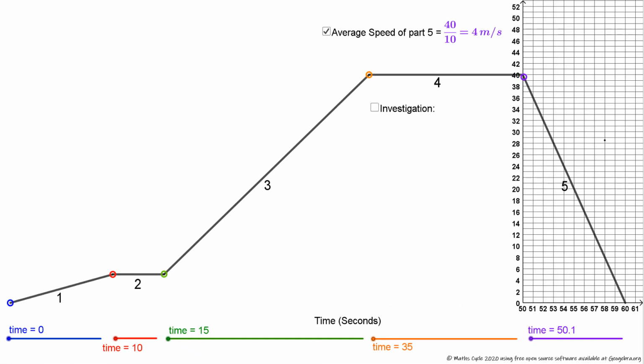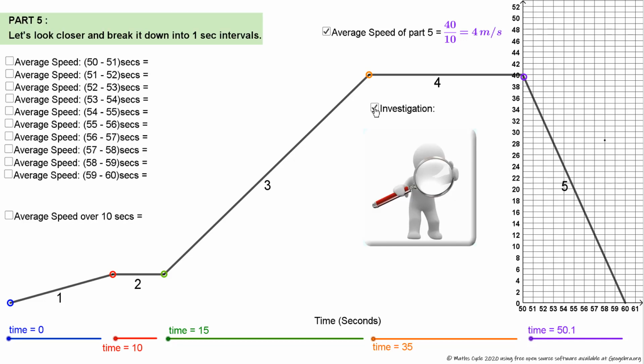Okay, so what do I mean that the average speed could be used as an estimation? Let's focus on the last 10 seconds where Tara runs home. We know her average speed is 4 meters per second, so we are going to do an investigation. Let's look closer and break it down into 1 second intervals.